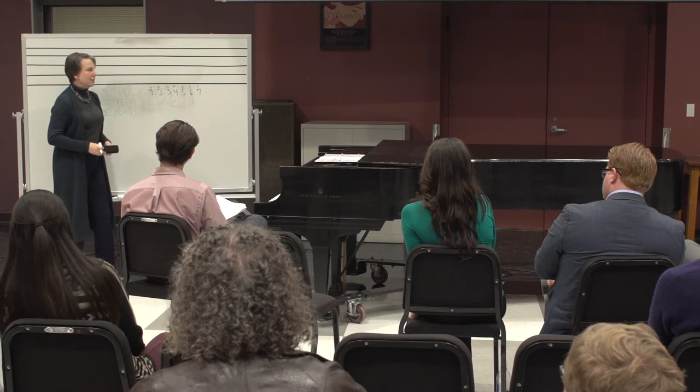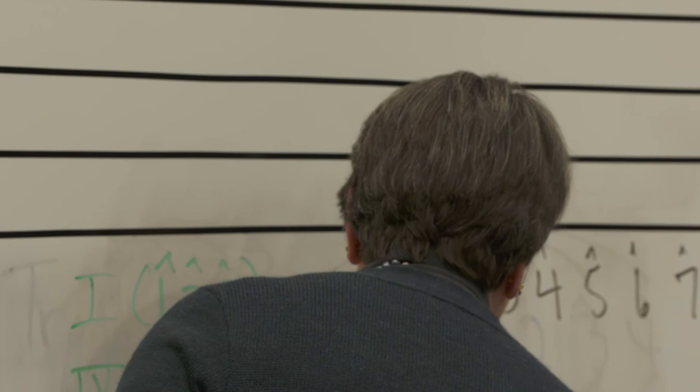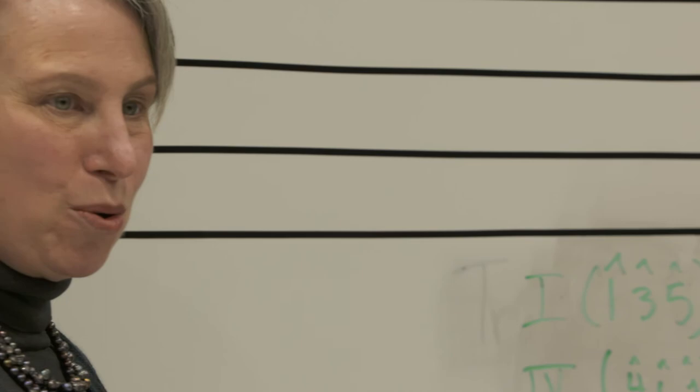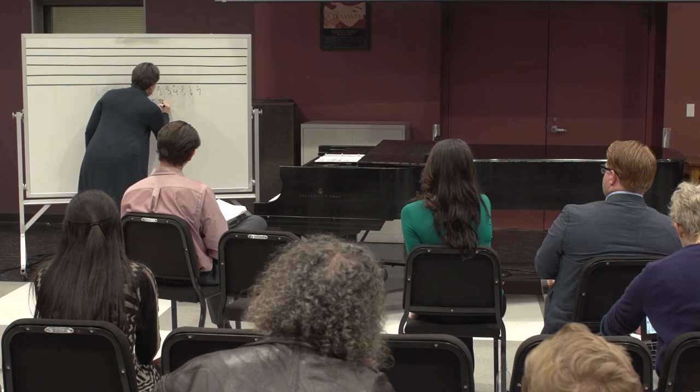So in which chords does scale degree 1 occur? Both 1 and 4. So what I'm going to do is put capital Roman numerals 1 and 4. So we have two choices. How about the 2nd degree? Which chord or chords? It's only in the 5 chord. Now, what that means is if you hear 2 in a melody and you hear a major chord, it's got to be 5. There's no other choice.